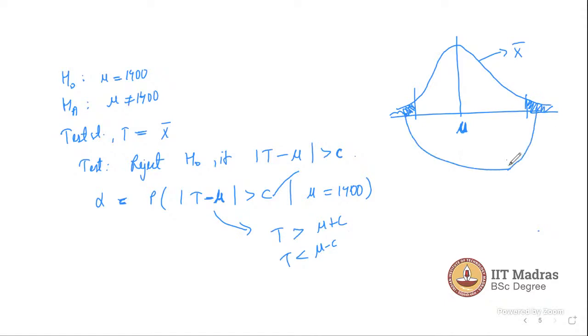Alpha is these two combined values, the sum of these two areas. This expression represents the shaded region. This is your C, this is mu plus C, and this is mu minus C. So T greater than mu plus C is this, T less than mu minus C is this, and these two combined give you alpha. So the left part is alpha by 2, and the right part is alpha by 2.